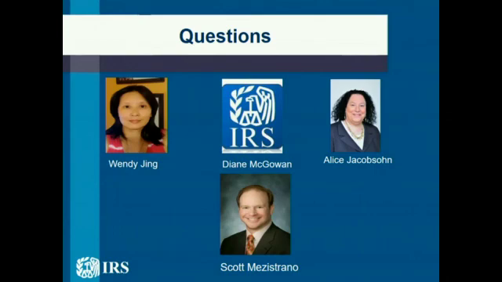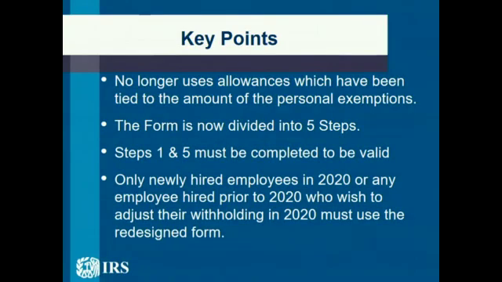Diane and Alice, what are the most important reminders you'd like to give about the 2020 Form W-4? Well, the biggest change is that allowances, which have been tied to the amount of personal exemptions, are no longer used. Also, the new form is divided into 5 steps to guide employees through the form. Alice?